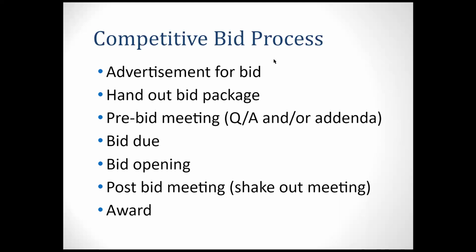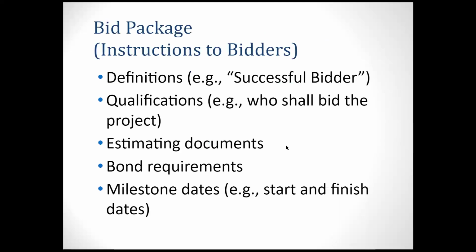So in this case, that is a timeline, or a procedure you need to finish and make sure the information given is correct, and as a contractor, you are getting the correct information, right? So what will be included in the bidding packages? They have some instructions to the bidders, right? First, you need to have definitions, qualifications, estimating documents, the bond requirement, and milestone dates.